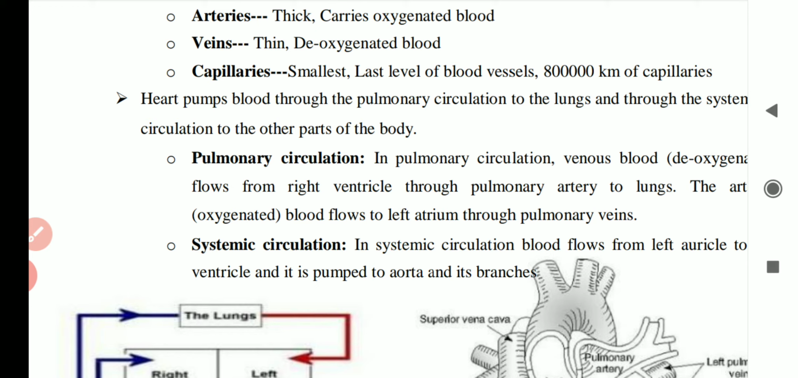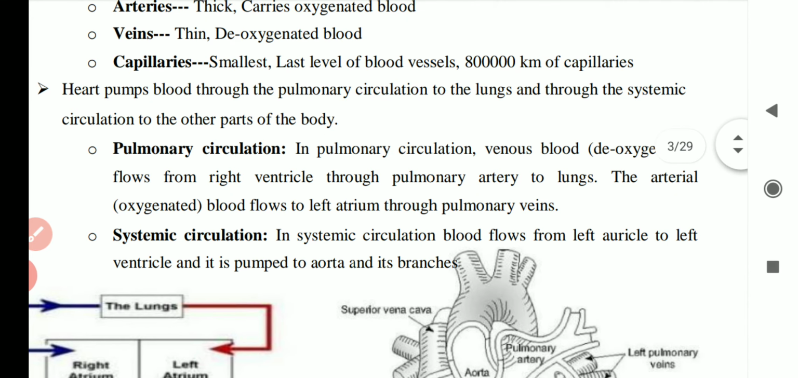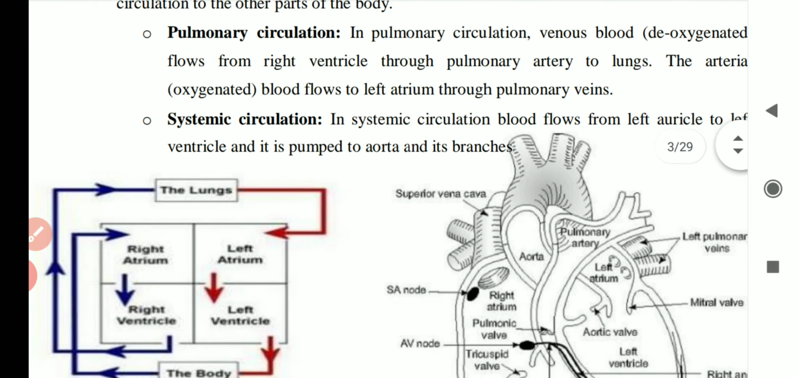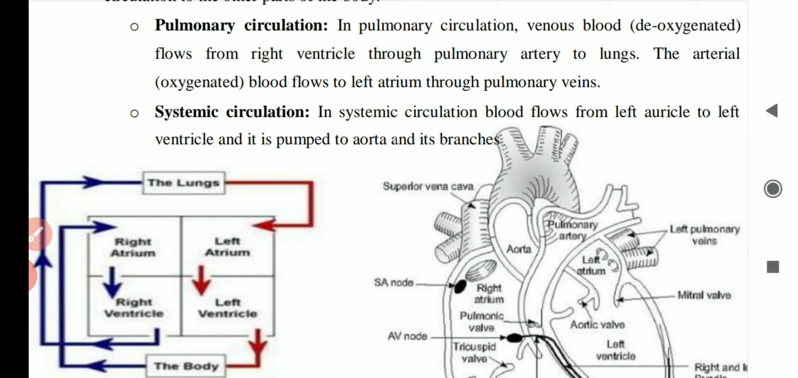In pulmonary circulation, venous blood, that is the deoxygenated or impure blood, flows from the right ventricle through the pulmonary artery to the lungs. You can see this in the left side figure. The arterial blood flows to the left atrium through the pulmonary veins. Then there is the systemic circulation. In systemic circulation, blood flows from the left auricle to the left ventricle and it pumps to the aorta and its other branches.